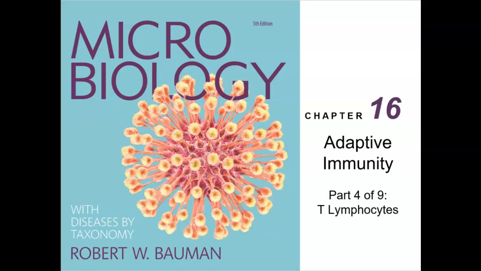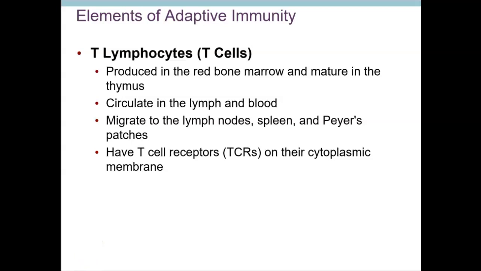Chapter 16, Part 4, T lymphocytes. These are also just called T cells. These are made in the red bone marrow. They mature in the thymus. That's where they're called the T cells.